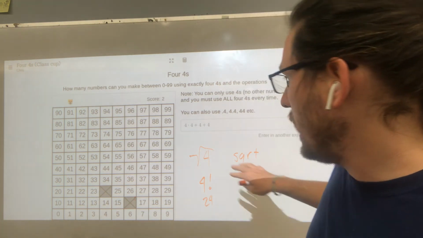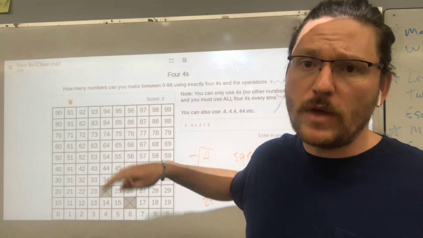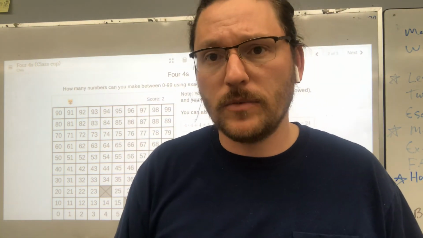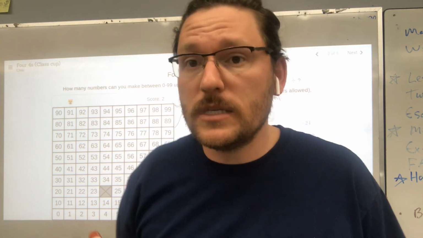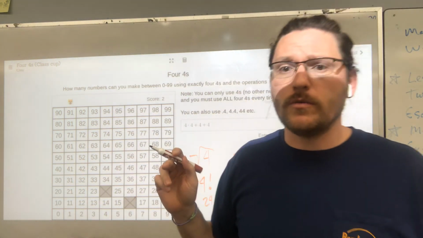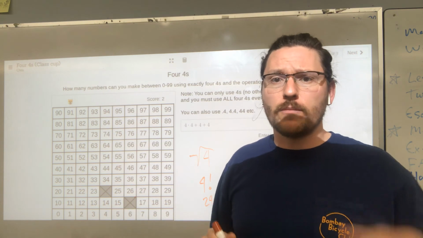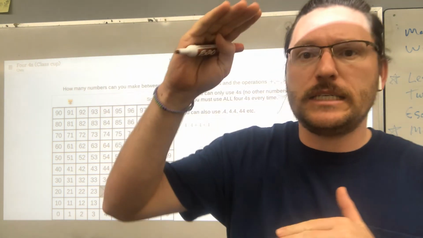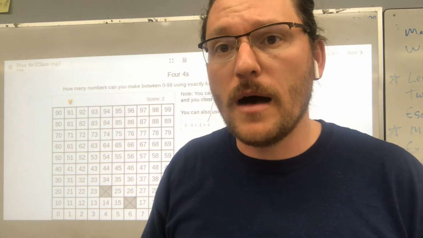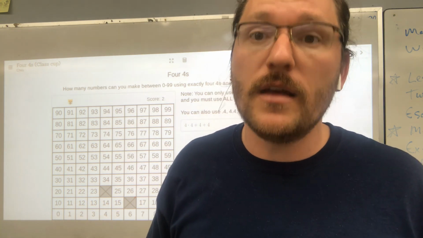Again, your goal is to get as many of the numbers here filled out as you can. It is not possible, as far as I know, or maybe it is, to get every number on there. So I would encourage you guys to shoot for somewhere between 40 and 60 different values on this table.